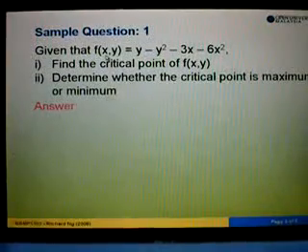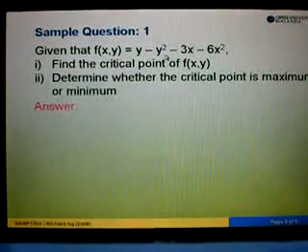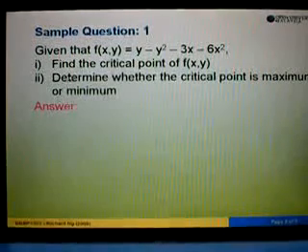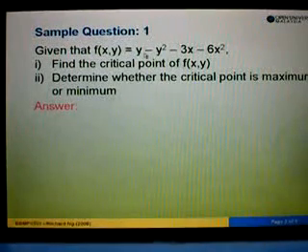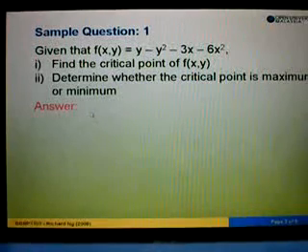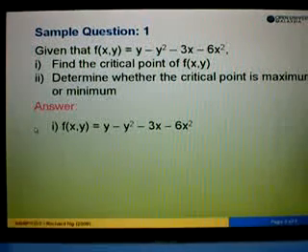So given that the function f(x,y) is equal to y minus y squared minus 3x minus 6x squared. We are asked to find the critical point of this function, and then part 2, determine whether this critical point is maximum or minimum. Okay, so let's start with the function.